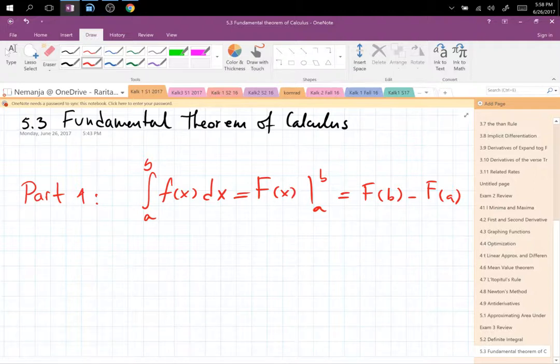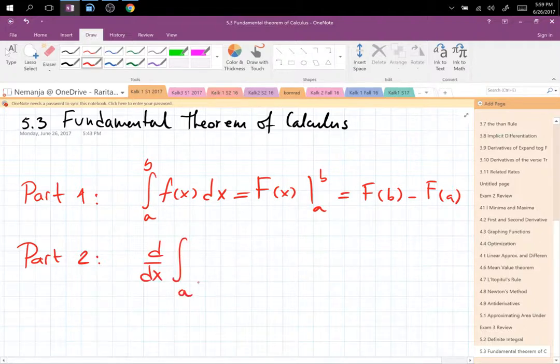Part 2 is theoretical and important to understand if you are interested in learning calculus. So part 2 gives the insight and puts the whole Calc 1 into perspective. It says that the derivative of the integral from a to x of f of t dt is f of x.